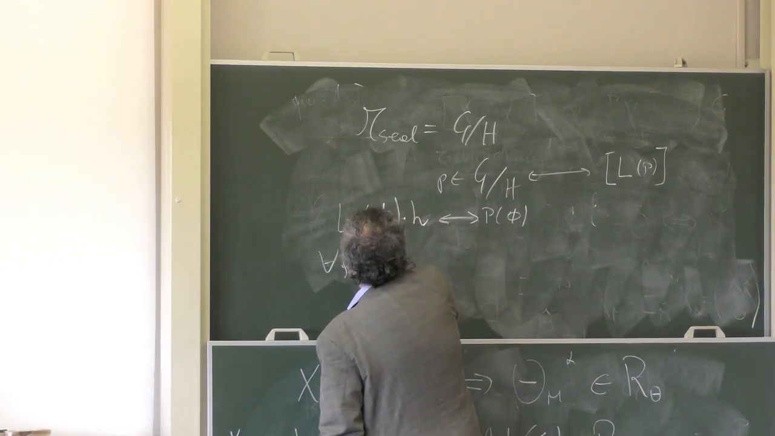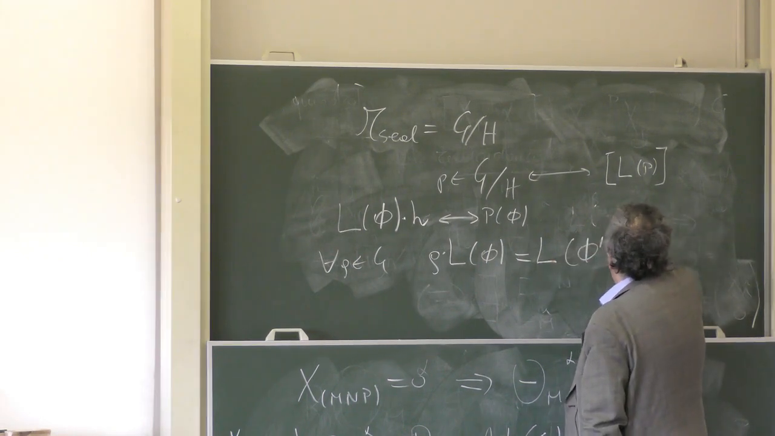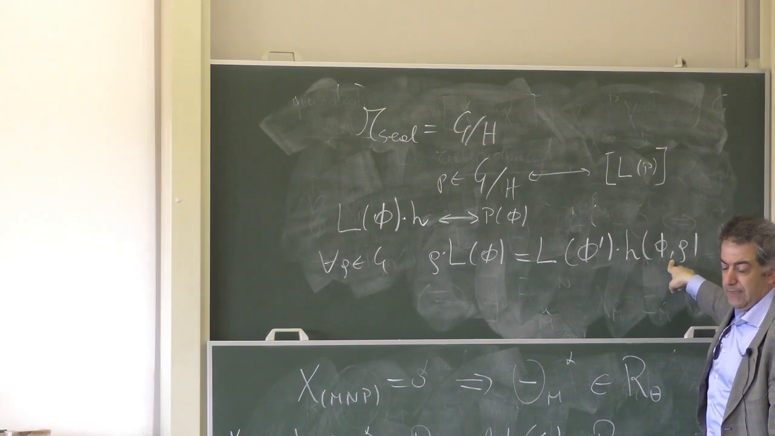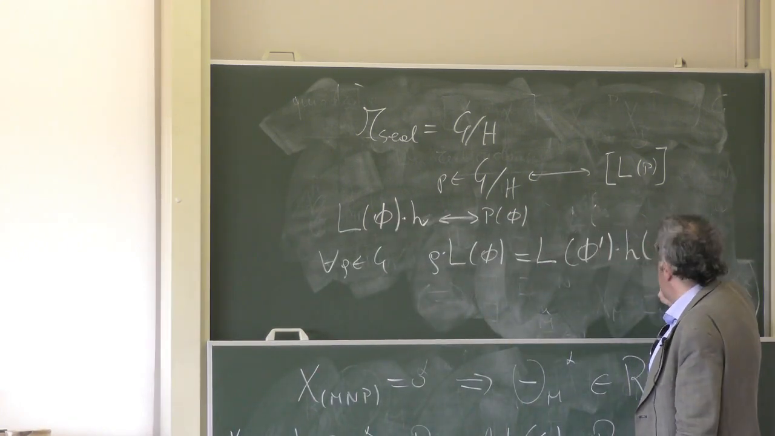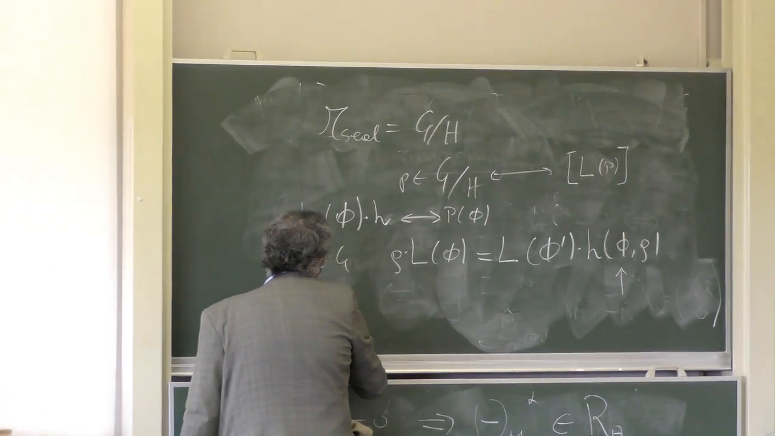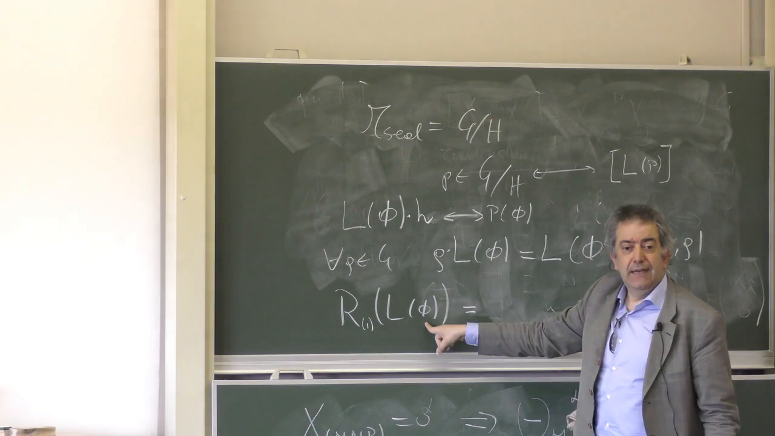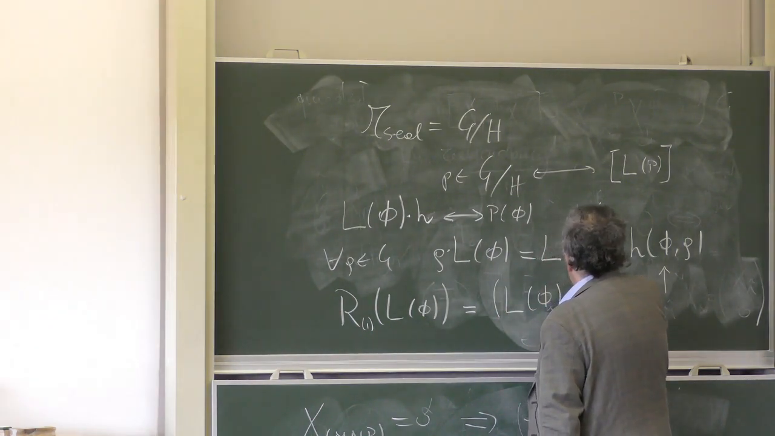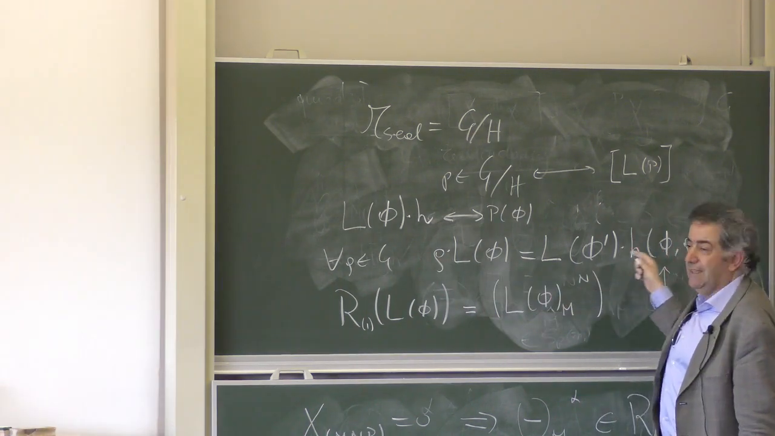We have seen also that for any g in G, g times L of phi is equal to the coset representative at the transformed point phi prime times a compensating transformation, which depends on g and phi. So it is local on the scalar manifold, and the fermion field is transformed under this. So we can consider the representation R1 of L of phi, because L of phi is an element of G. So we can represent its action on the electric field strengths and their magnetic duals through the representation R1. Okay, and what we end up with is a matrix. So we can define this matrix here. The first index is acted on by G, the second index is acted on by H.